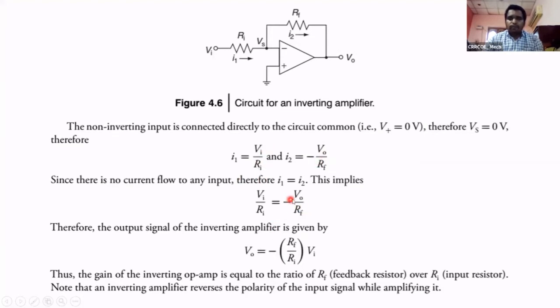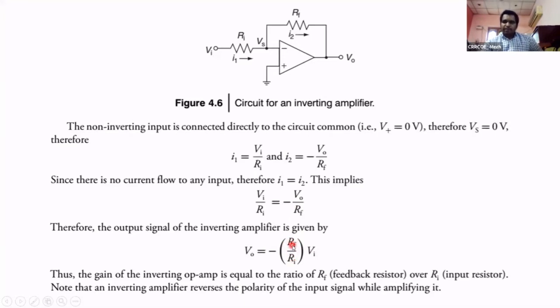Now what is the output voltage? The output voltage is equal to minus Rf by Ri into Vi. This is the output voltage, this is the input voltage, and this one is the gain. The gain depends on the ratio between the feedback resistance and the input resistance.